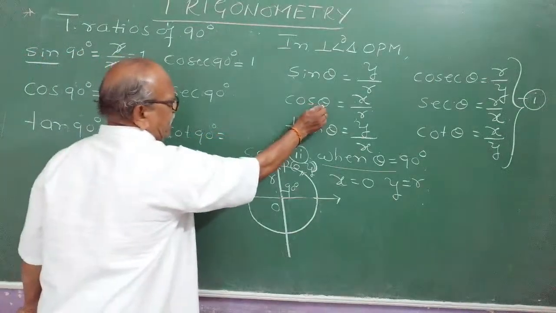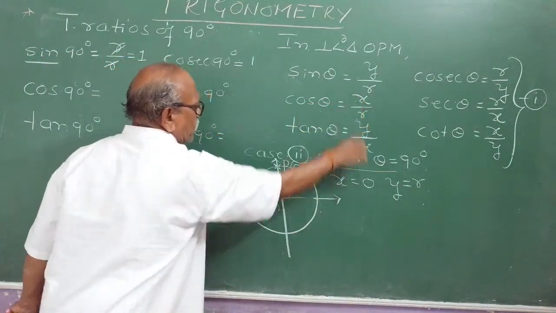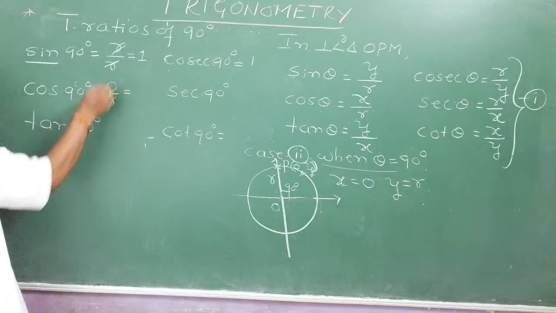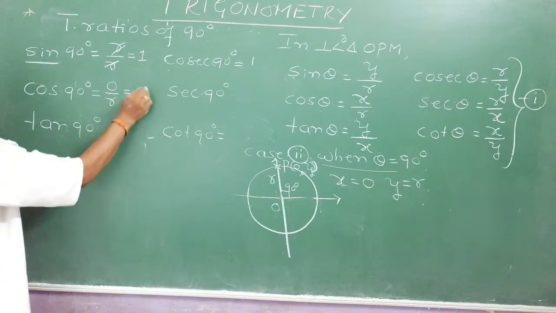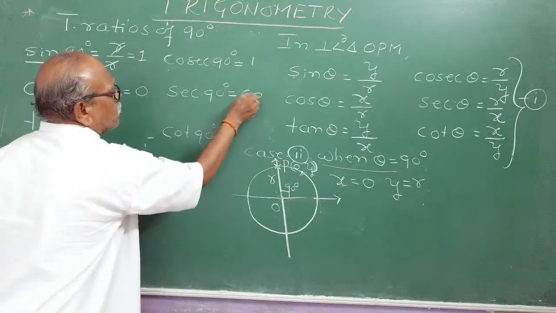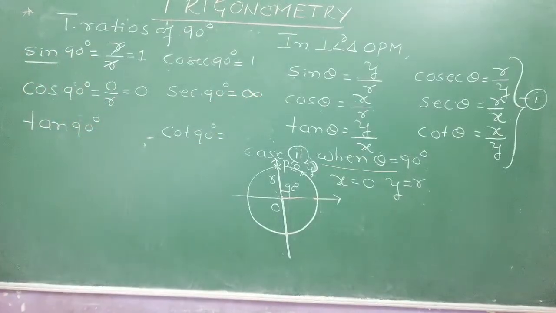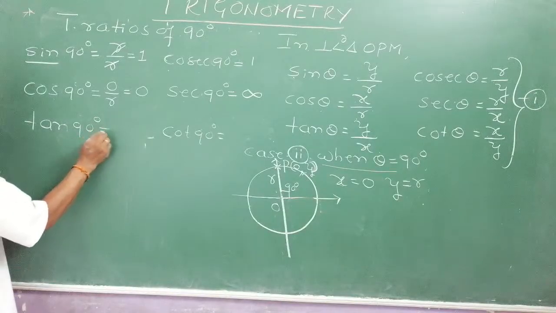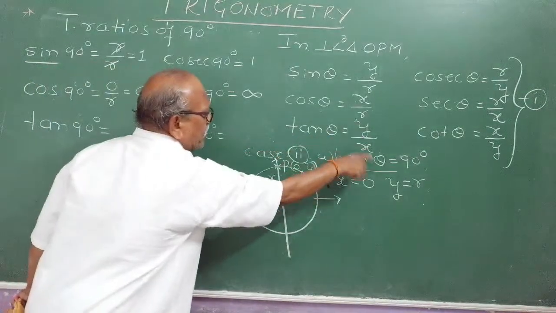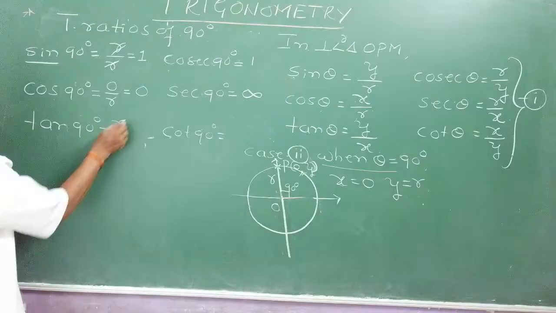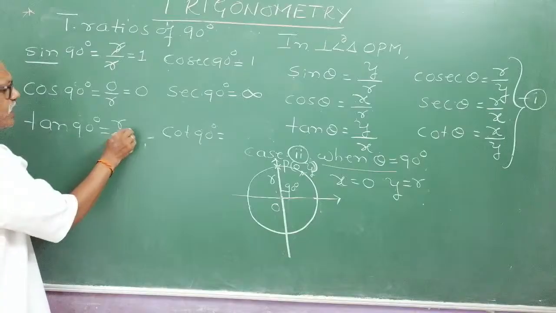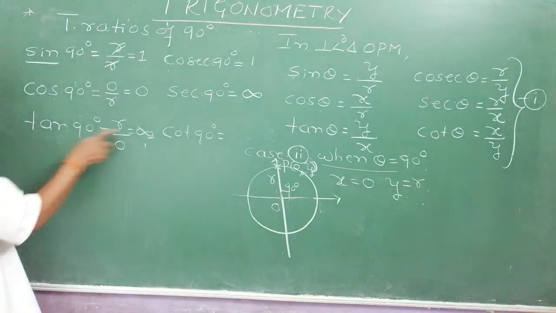Now, cos 90. What is cos 90? It is x by r. What is x? 0 by r. Right? 0 when divided by any number, it becomes what? 0 only. Reciprocal of 0 by r is r by 0. R by 0. Any number divided by 0 will be infinity. Very simple, my dear students, easy. Take tan 90 degree. Tan 90 degree is y by x. What is y? R. What is x? 0. Any number divided by 0 is infinity. Therefore, tan 90 is infinity.